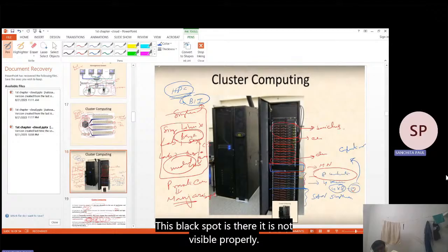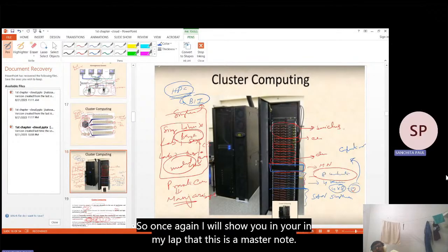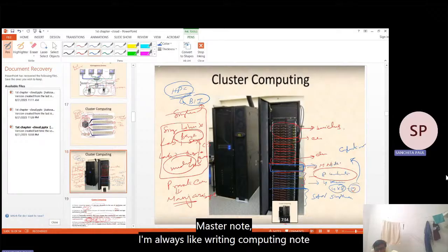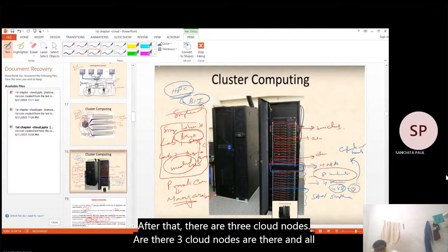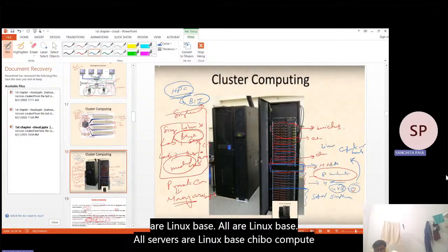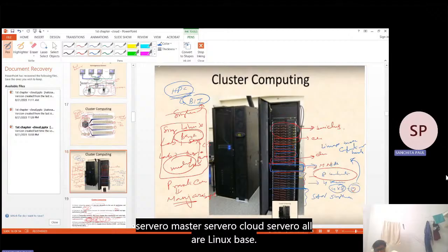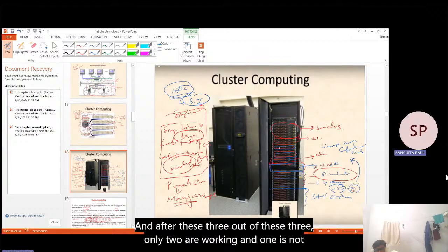This black spot is there, it is not visible properly. So once again, I will show you in my lab that this is the master node. I'm always writing computing node, master node. After that, there are 3 cloud nodes, and all are Linux based. All servers are Linux based, whether it is a compute server, master server, or cloud server, all are Linux based. And out of these 3, only 2 are working and 1 is not working. That one has been opened and kept aside.